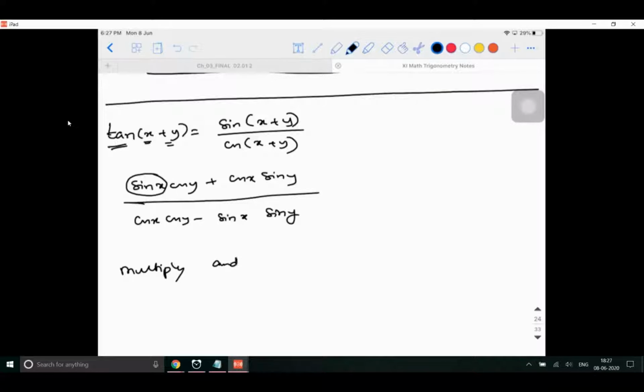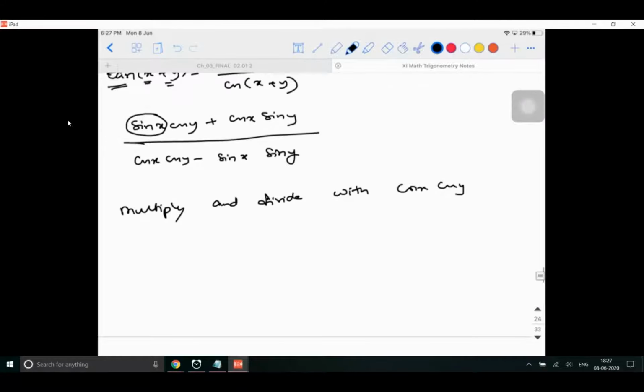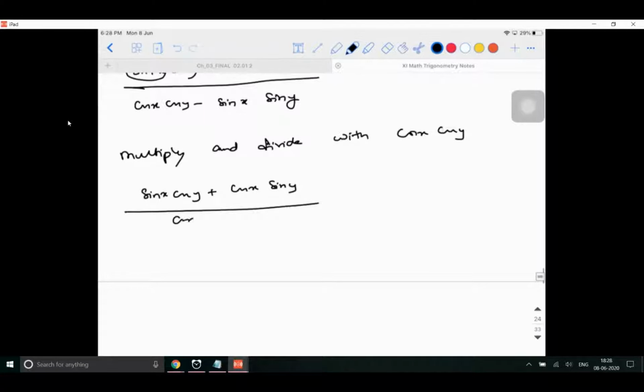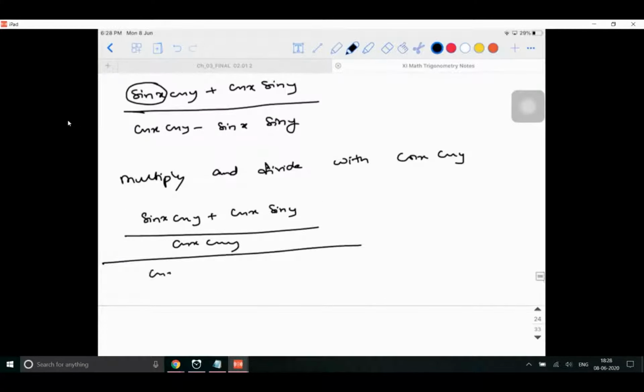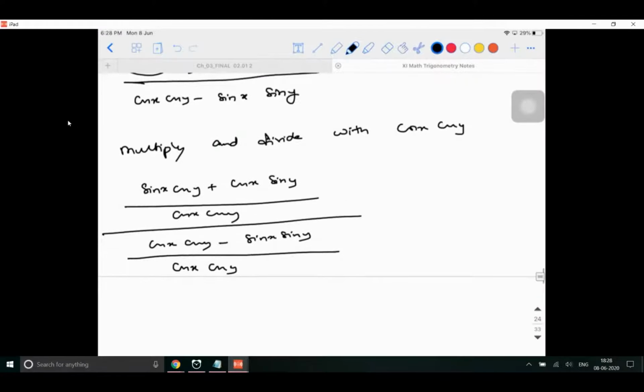If that is the case, then I will multiply and divide with cos x cos y. Then what do I get? I get sin x cos y plus cos x sin y, the whole divided by cos x cos y, the whole divided by cos x cos y minus sin x sin y, the whole divided by cos x cos y. Okay, I am deriving the formula.